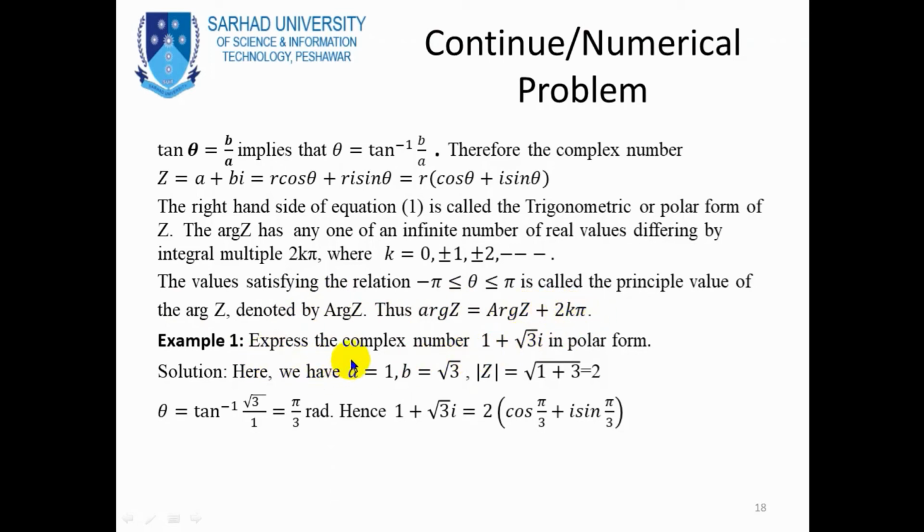For example, to express the complex number 1 plus under root 3 iota in polar form, we need r and theta. Here x is equal to a is equal to 1, y is equal to b, and b is equal to root 3. So first of all, taking the magnitude of the given complex number, square root of 1 square plus square of under root 3, which is 3, and this is equal to 2. Now theta is tan inverse y by x, tan inverse b by a. So b by a means under root 3 by 1, and this is equal to pi by 3 radian. So 1 plus under root 3 iota is the rectangular form of the complex number, and now this is the polar form, r into cos theta plus iota sin theta.